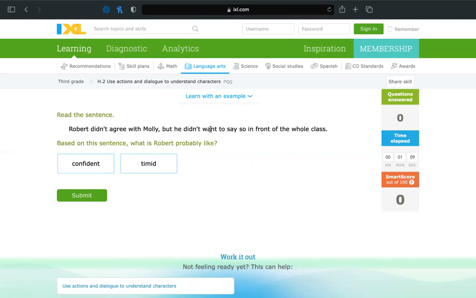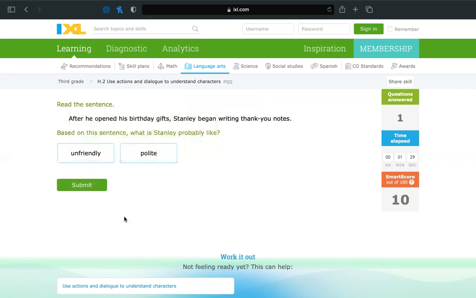Well, it says that he doesn't want to say so in front of the whole class. So if he were confident, he probably wouldn't have a problem speaking up in front of the whole class. But since he does have a problem, he might be timid just because he is a bit shy and might be scared to speak up and say that he doesn't agree with Molly. Okay, great. Let's do another example.